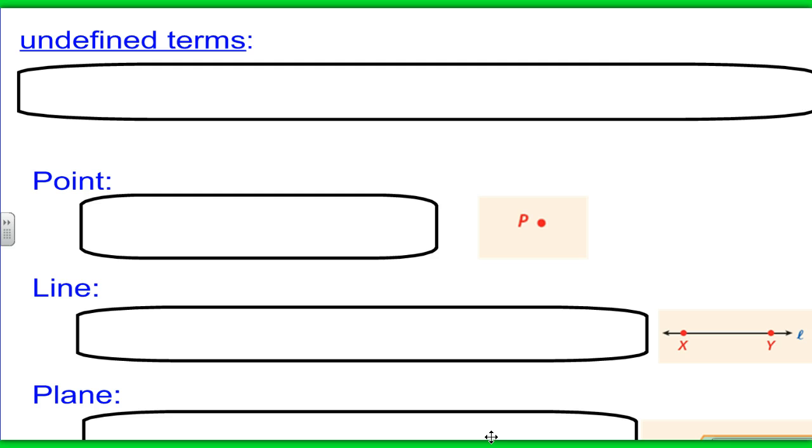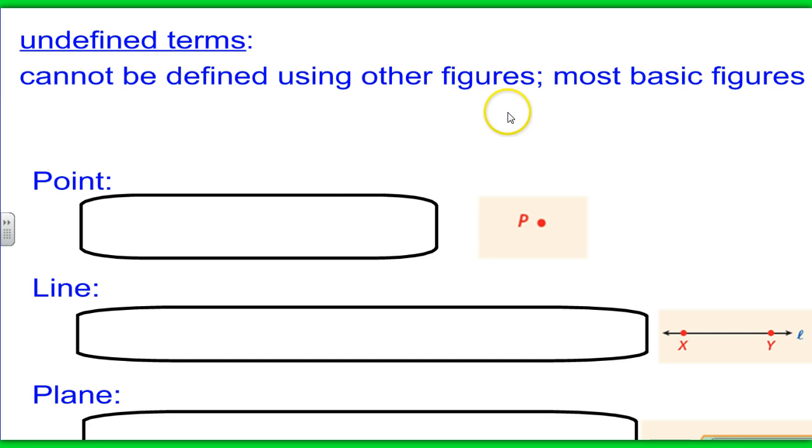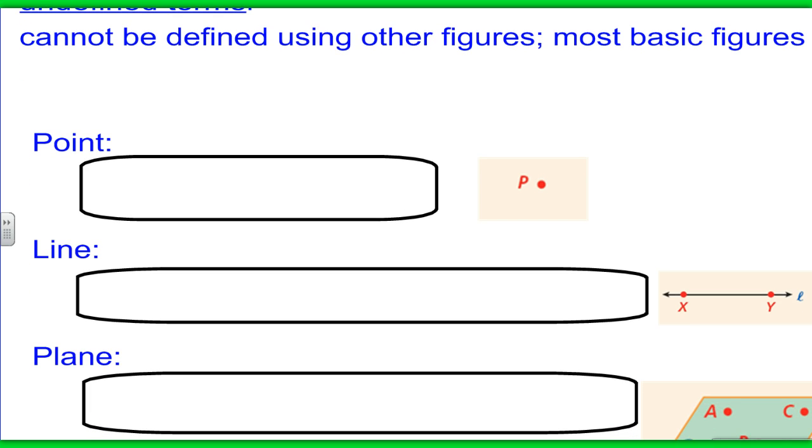Okay, here are some concepts that we're going to begin with today, and the first is undefined terms. There are some terms we use in geometry that are undefined. They cannot be defined using other figures. They are the most basic figures. To name a few, we have point, line, and plane. Why don't you sketch out your quickest definition for each of these, and then come back and make sure it compares well to the definition given.